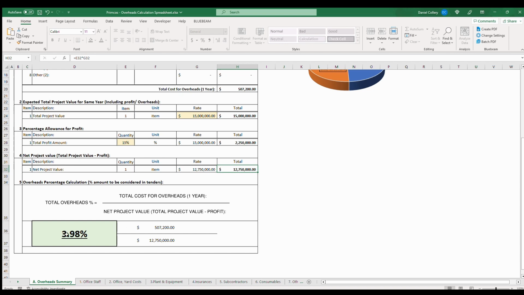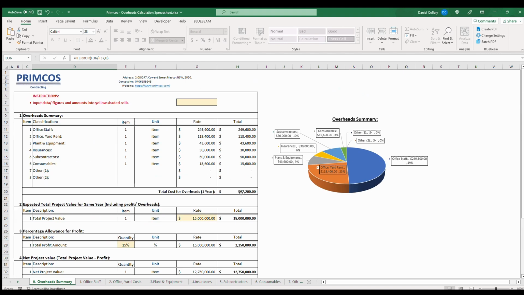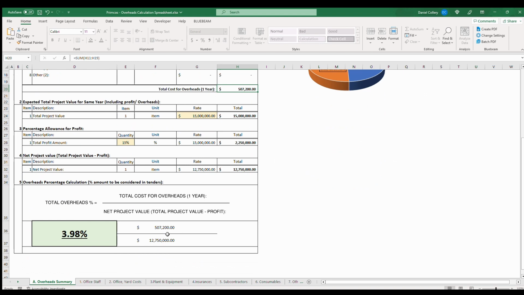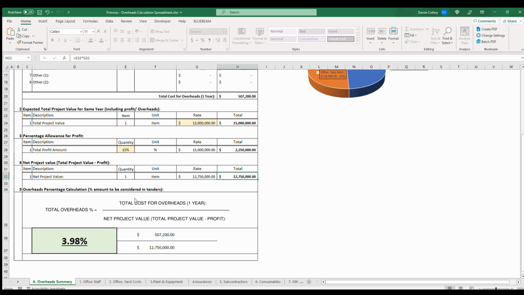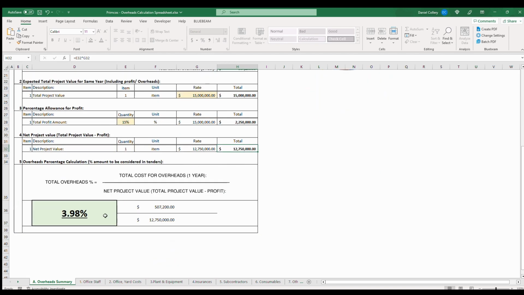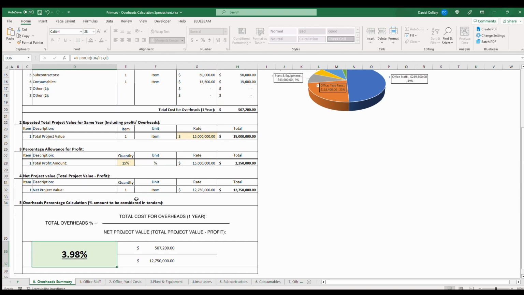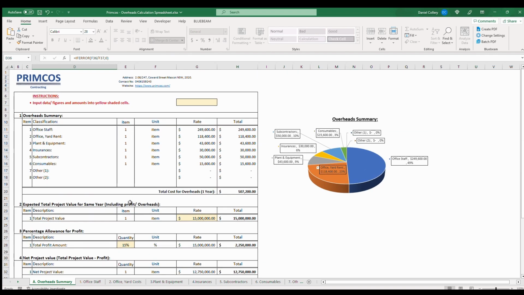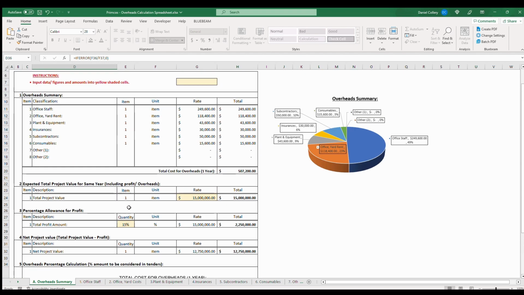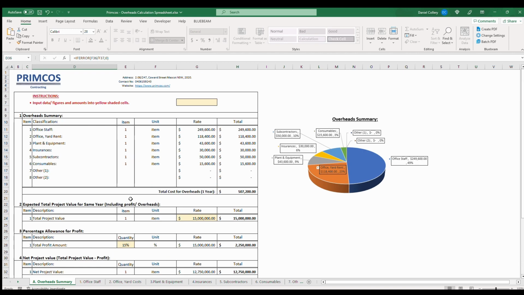So below we should now have our results. So here we have it in green, just under 4%. So the calculation there is total overheads percentage equals total cost for overheads for 1 year, which is this amount, divided by the net project value, which is this amount, gives us 4%, 3.98%. So that figure can be used in tenders going forward on top of our cost, so that we're ensuring that our overheads costs are covered.